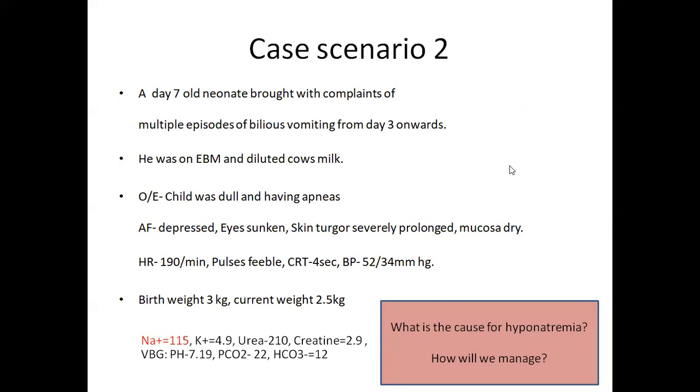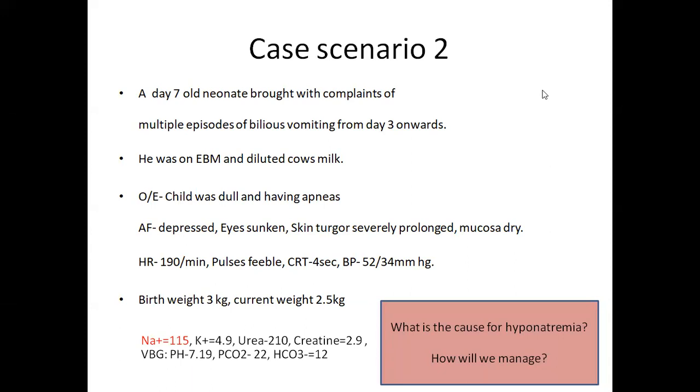The next question arises. What is the next question? Acute or... no, before that, is it critical? Exactly. So is it critical or not? Critical, yes. The child is in shock. In case of critical, what do you need to do? Rapid correction. So how are you going to correct rapidly? Bolus of normal saline.